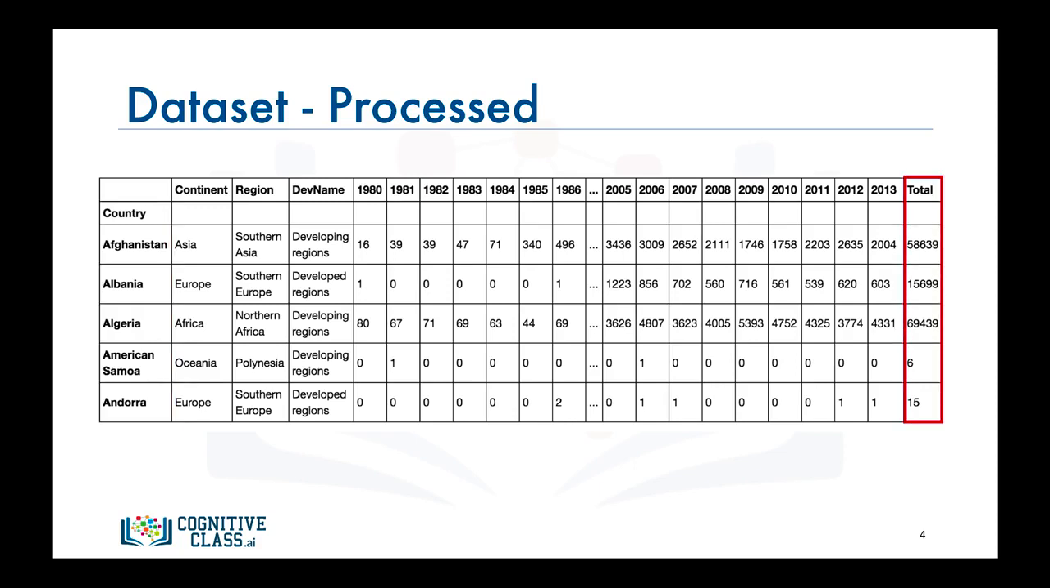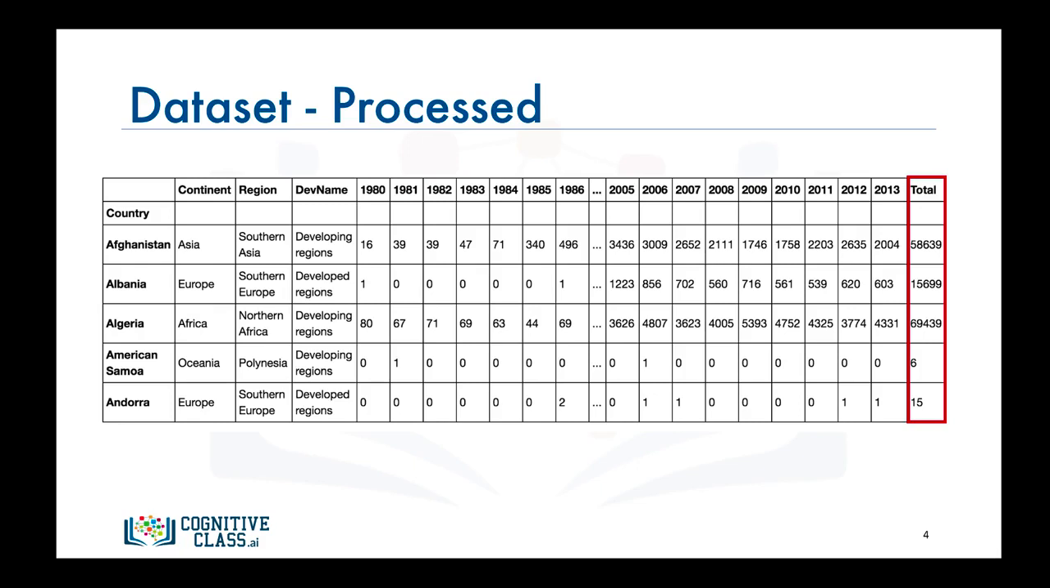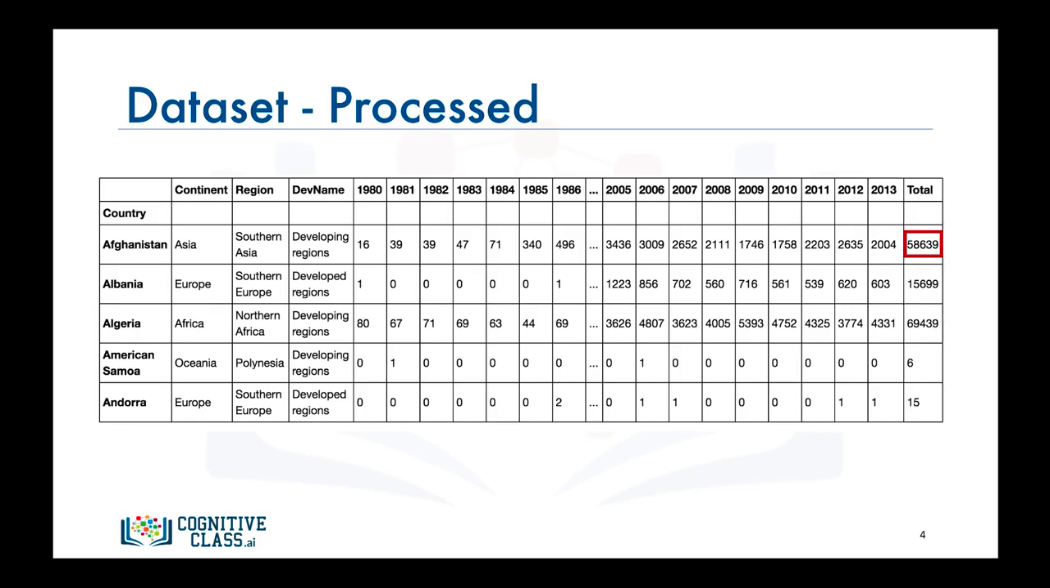Also, let's add an extra column which represents the cumulative sum of annual immigration from each country from 1980 to 2013. So for Afghanistan, for example, it is 58,639 total, and for Albania, it is 15,699, and so on. And let's name our data frame df_Canada.